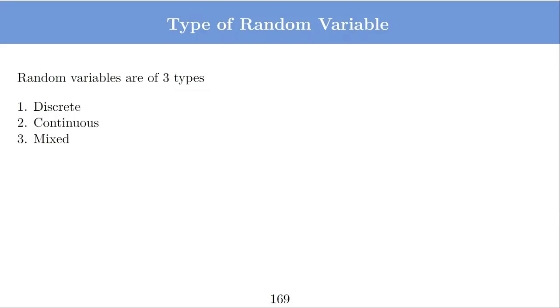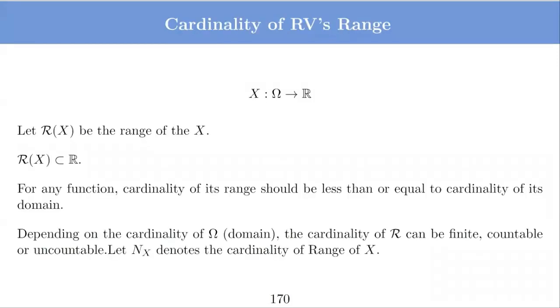So for this classification, we have to understand what is the range of a random variable. And this classification usually depends on the range of a random variable. So we know random variable is a function from omega to R. So let Rx be the range of X. So what is the range?